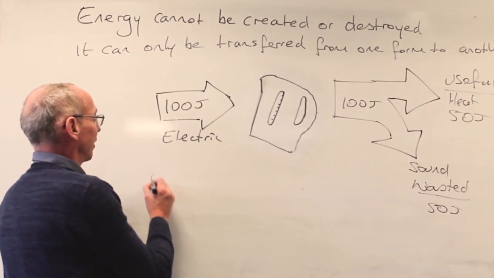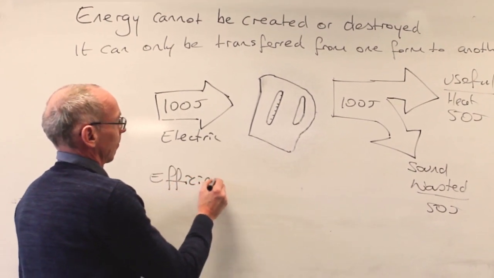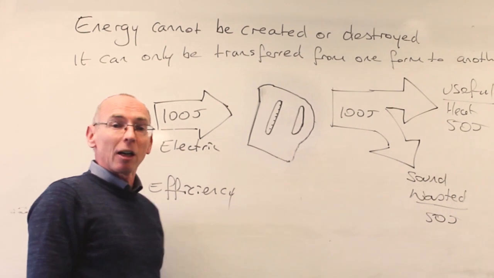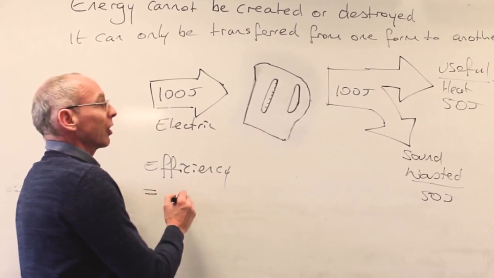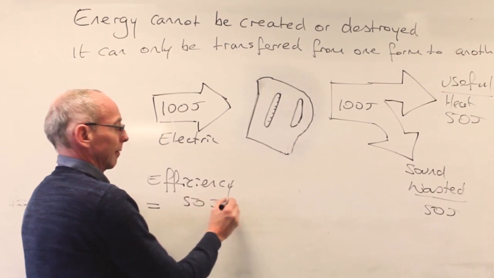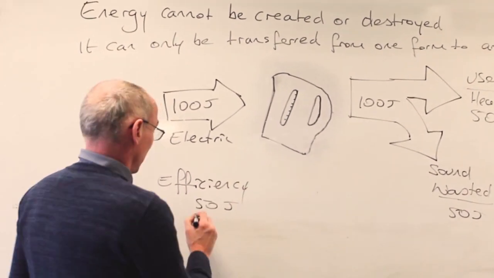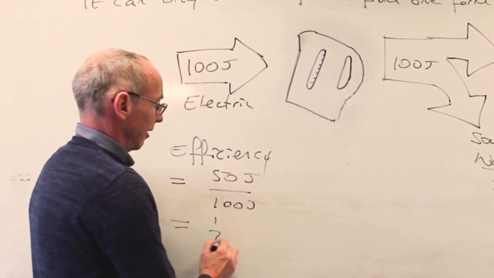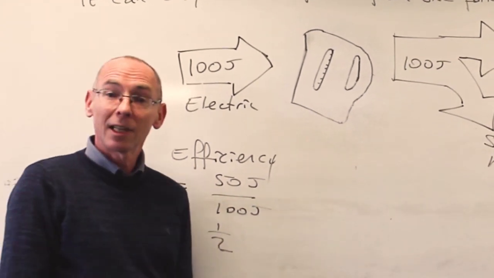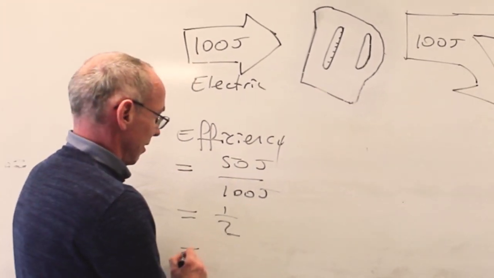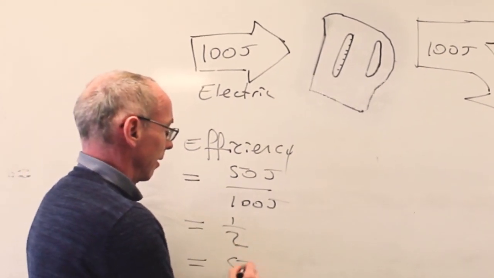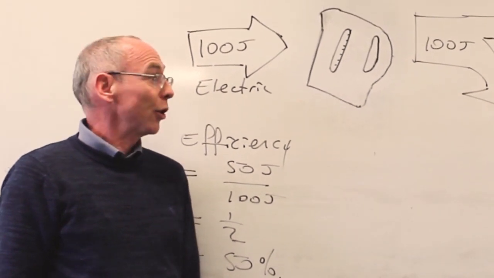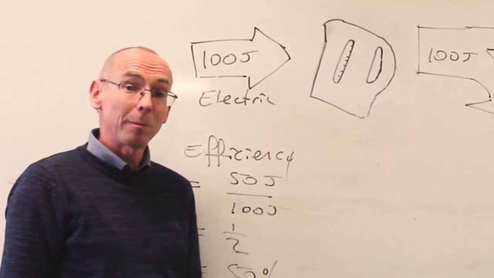So in terms of efficiency, we have to look at the energy that goes in and the useful energy that comes out. The useful energy that comes out was 50 joules. The energy that went in was 100 joules. 50 divided by 100 is a half. To turn that into percentage, that's 50%. So a kettle, an old kettle, is only 50% efficient.